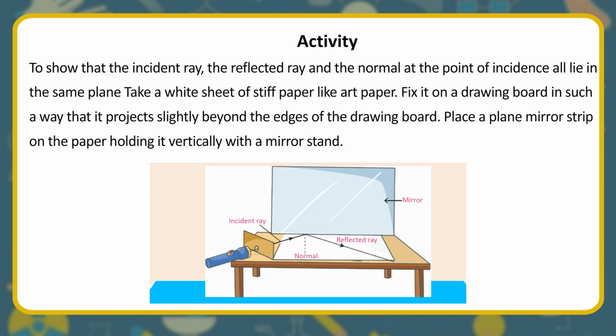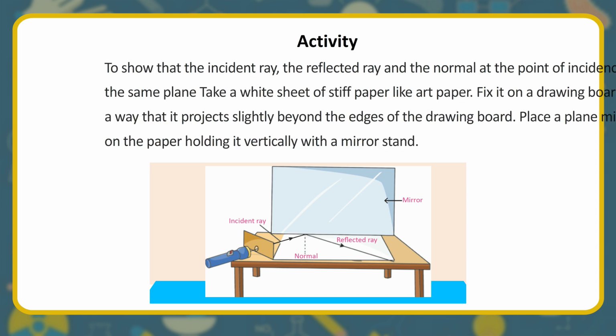Activity. To show that the incident ray, the reflected ray and the normal at the point of incidence all lie in the same plane. Take a wide sheet of stiff paper like art paper. Fix it on a drawing board in such a way that it projects slightly beyond the edges of the drawing board. Place a plain mirror strip on the paper holding it vertically with a mirror stand.